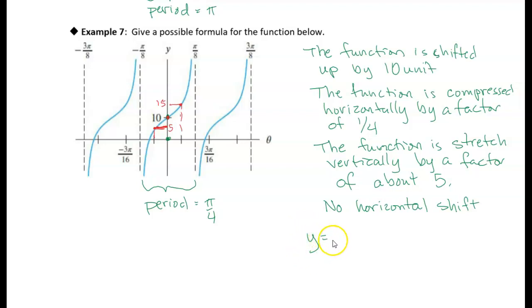All right, so we have y is equal to, and we have to take care of the vertical stretch. We have to stretch by a factor of 5. And then we also have this compression by 1/4, which gives us a 4 theta. We don't have any horizontal shift going on, so it's just going to be tangent of 4 theta, but then we have this vertical shift up by 10 units. So we're taking all of the values and adding 10 to them. So that would be a possible formula for this function.